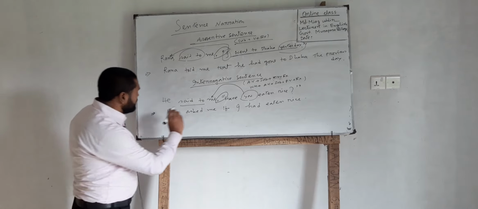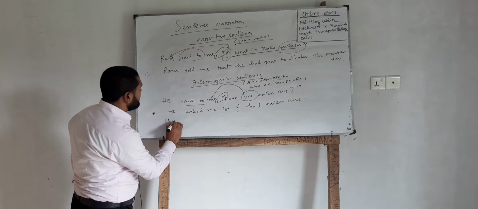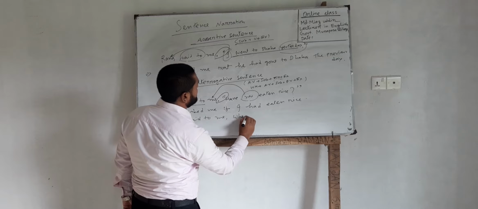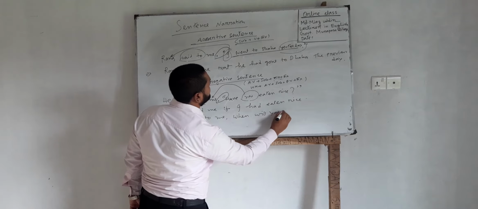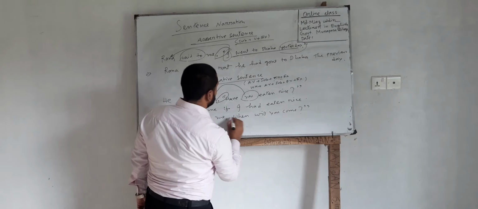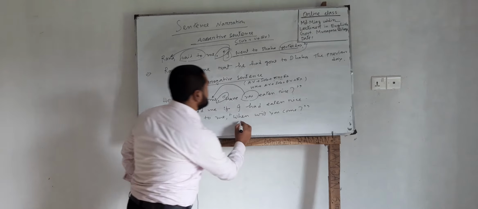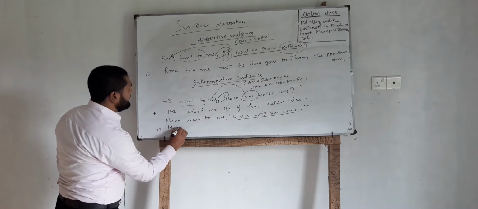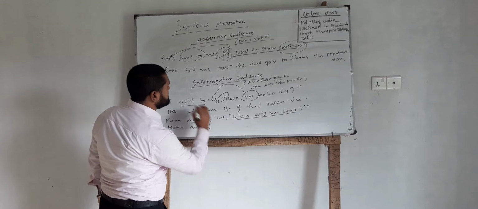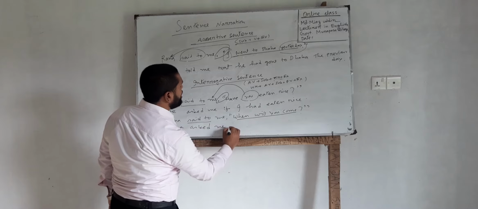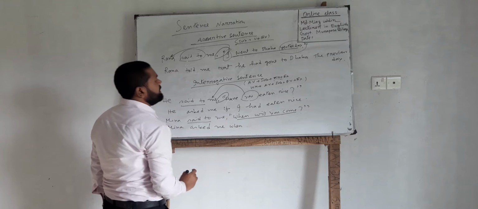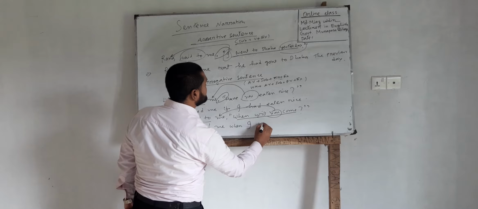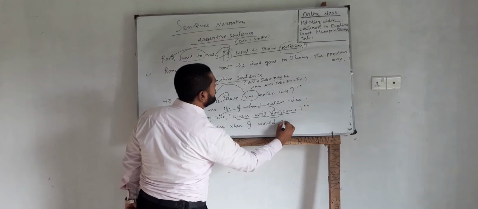Follow another example. Mina said to me, "When will you come?" This reported speech is a WH question. Here, Mina asked me, and we use when instead of comma and inverted comma. Then the second person is changed into I, and will is changed into would: when I would come.